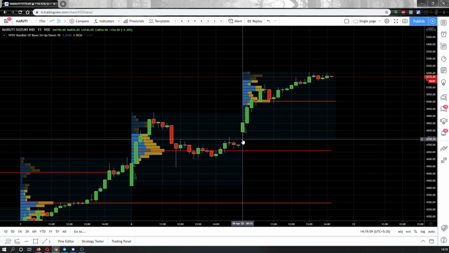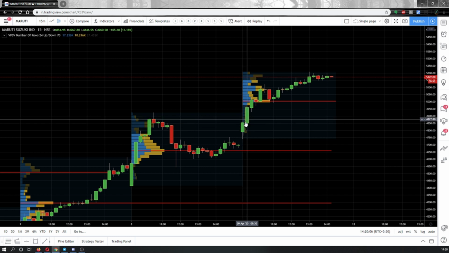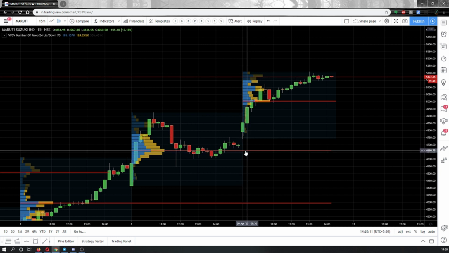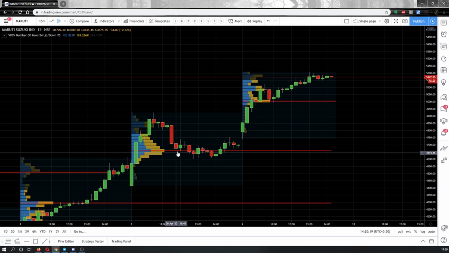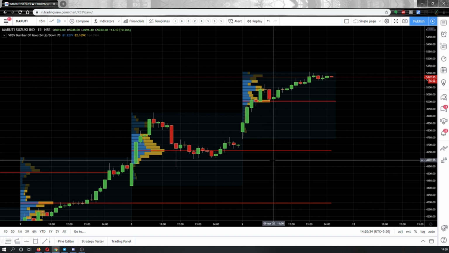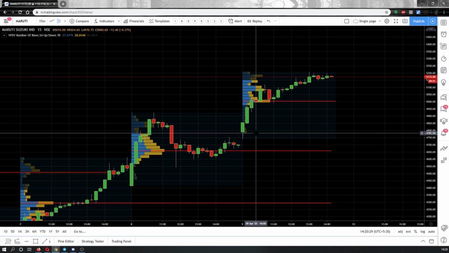Okay, so the day started. This is the first 15 minutes candle for today, that is 9th of April. And from here, the moment it started, you can very well say that the POC of yesterday is working as a good support here. This is the red line, the POC of yesterday. So unless and until this POC is breached in the downward direction, we will consider Maruti Suzuki India to be bullish.